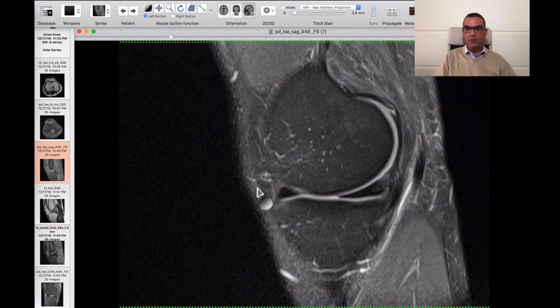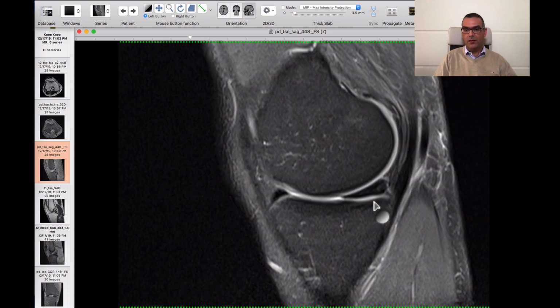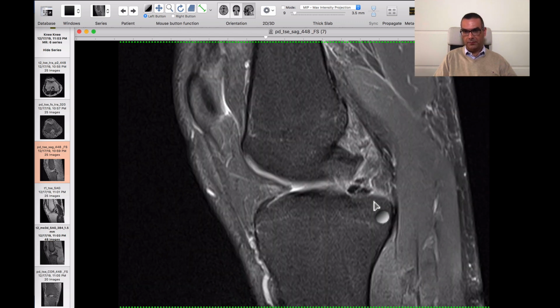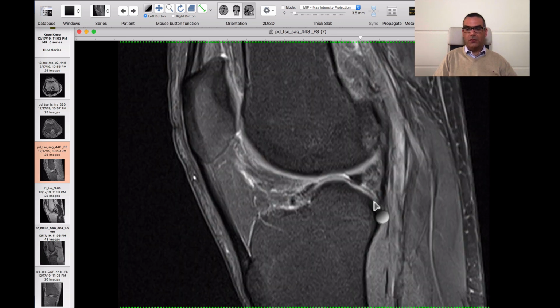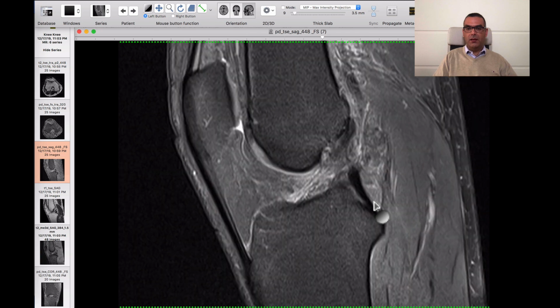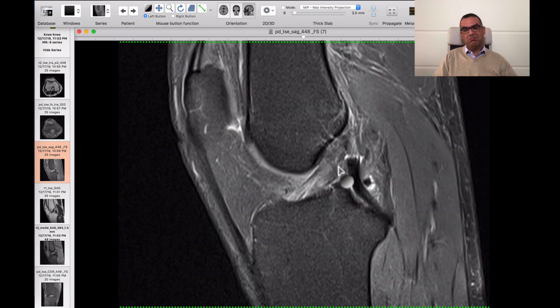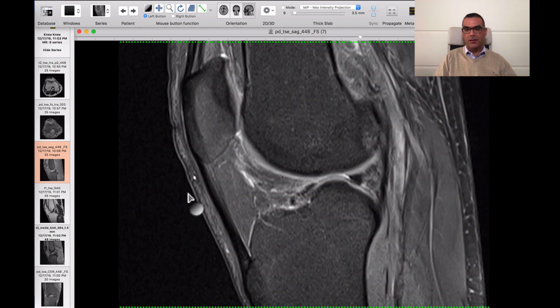This is of course the medial meniscus. The anterior horn is smaller than the posterior horn. This is normal. And we are going to the central aspect of the joint. This is the PCL. The ACL is rather ill-defined. We will see if it has mucoid degeneration or not in the T1.